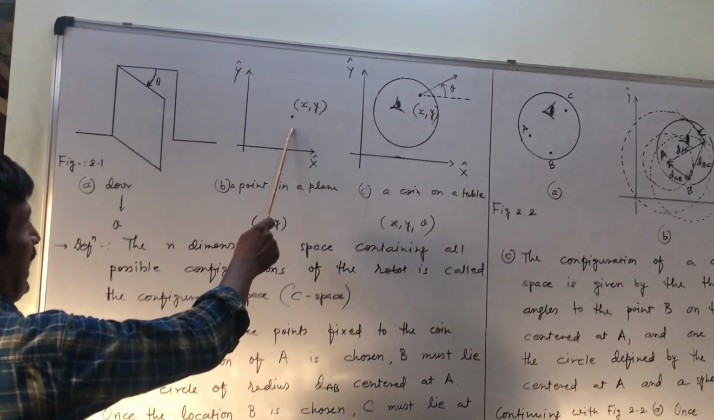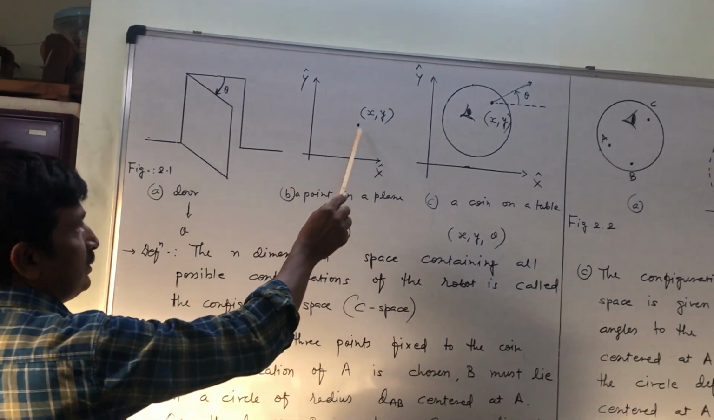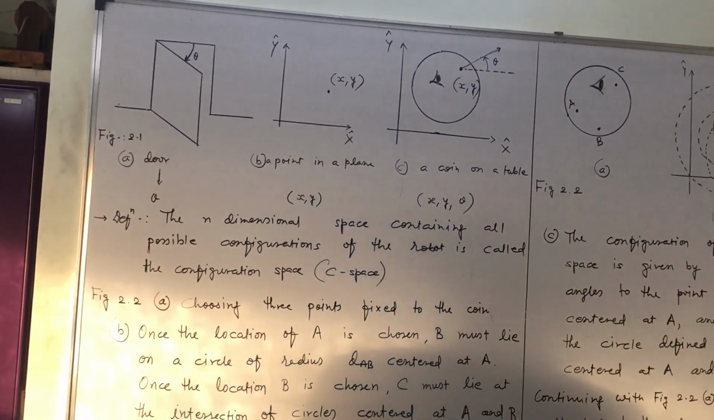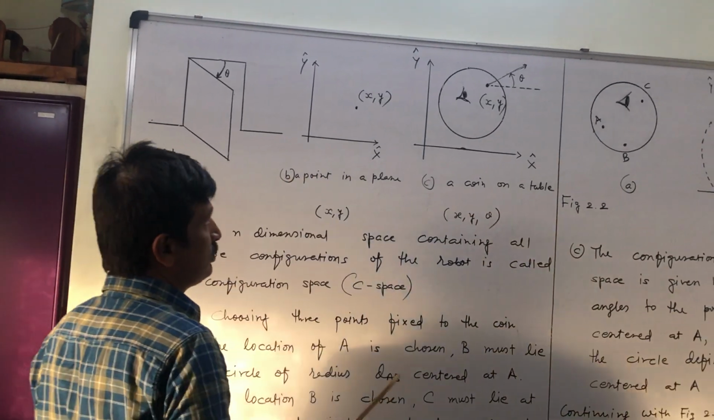This one is the point x comma y in xy plane. So we require two coordinates x comma y. So number of degree of freedom is 2.